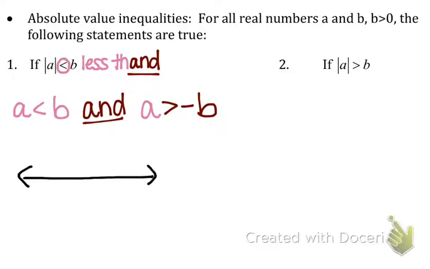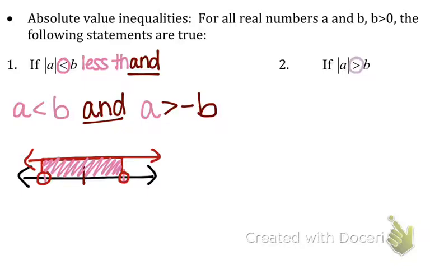So what would this look like? Remember that this sort of compound inequality is the type where we have two solutions that overlap. Those are the and inequalities. We're looking for the overlap, the intersection of the two of them. Okay, so that is for less than.